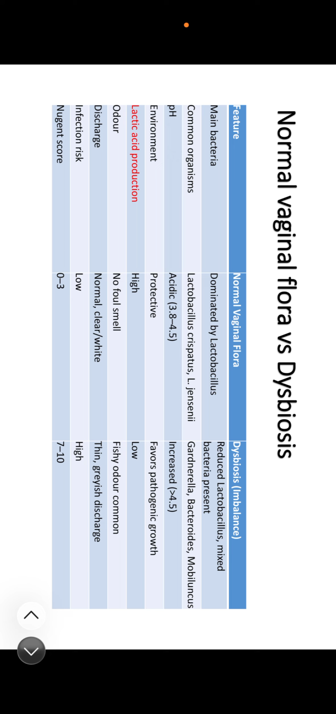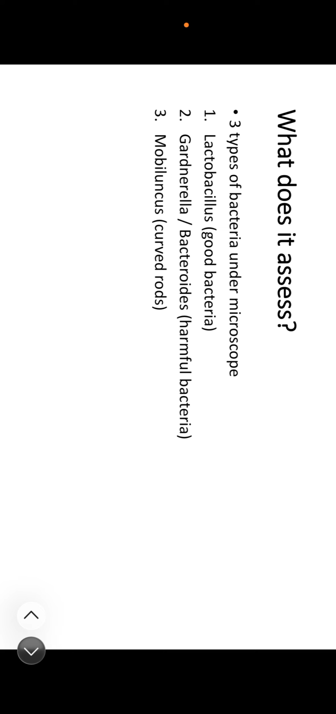The normal vaginal flora being protective, there is a low risk of infection, but this risk will be increased in case of dysbiosis. When the normal vaginal flora is encountered in the scoring system, it is given a score of 0 to 3, and if there is a disruption in the normal vaginal flora, then it is given a score of 7 to 10. Now, what does NUGENT score assess?